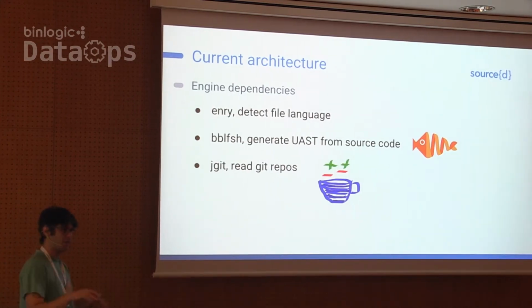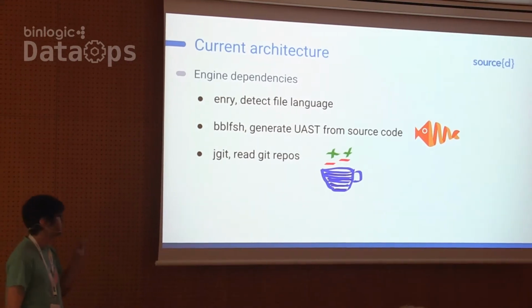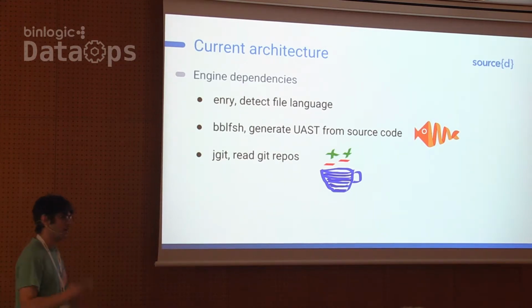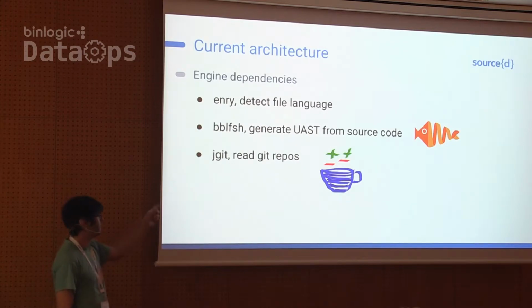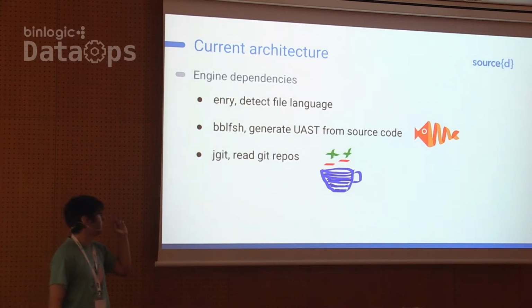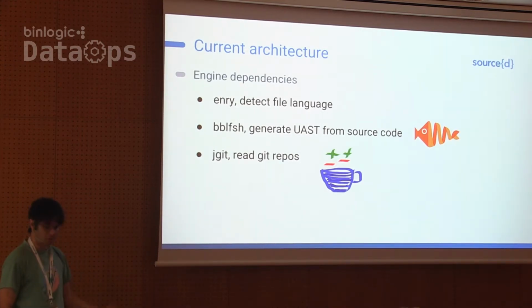This Engine has some dependencies. The first two were created in our company. It's Enry, to detect the file language, and also Babelfish, which generates this universal AST that we use to analyze the source code itself. We also use JGit, the library available for Java and also for Scala, to read the Git repos and extract the information that we need.